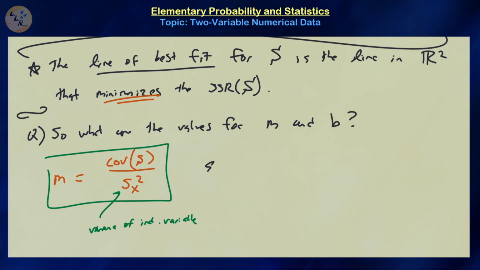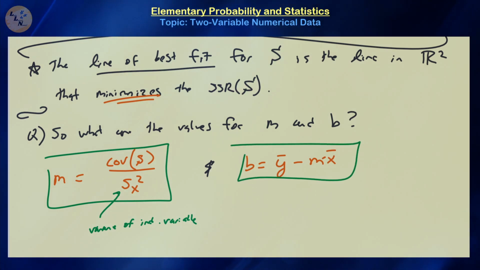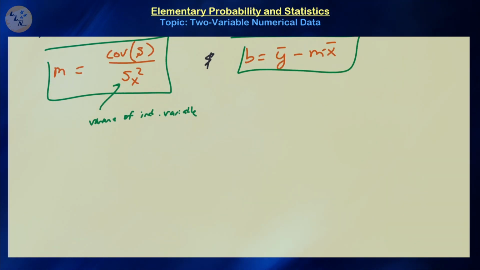Very important. And the y-intercept, or the vertical intercept rather, is going to be the average of y minus the slope that I just stated times the mean of x. So that is going to be the vertical intercept b. So now we have formulas for calculating our slope and our y-intercept of the line of best fit. Now we can continue with the example that we were dealing with.